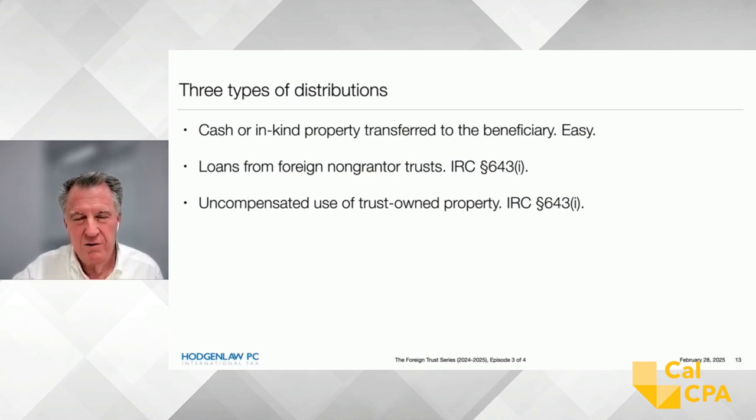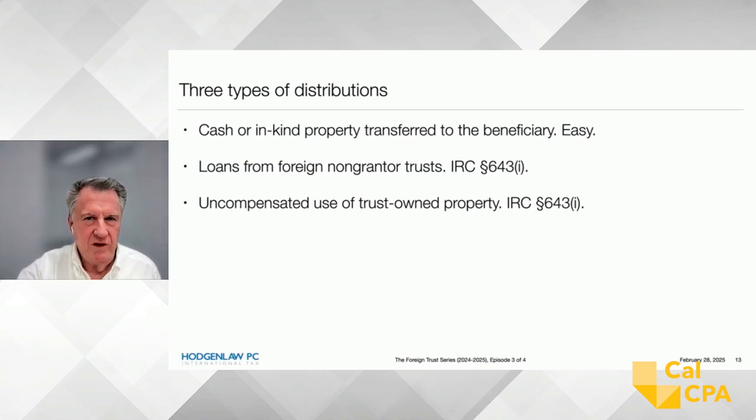But there are two other things that a trust can do that are treated as distributions, even if they are not intended to be distributions. One of which is loans. And of course, they say, I'm so clever, I'm not going to take a distribution of $1 million. I'm going to borrow $1 million from the trust, and therefore I don't have $1 million of income. Well, hold on a second. Section 643(i) says, no, a loan from a foreign non-grantor trust is going to be treated as if it's a distribution to the U.S. beneficiary. And we'll talk about that in a little bit more detail in a couple minutes.